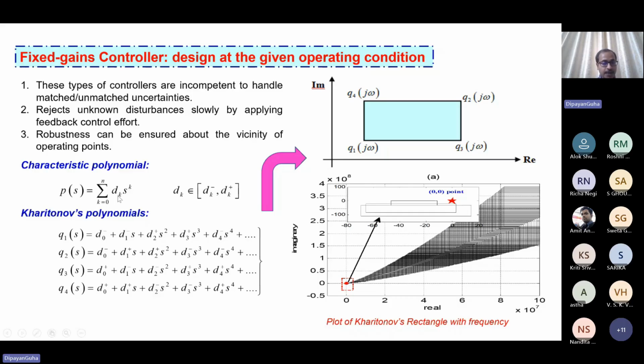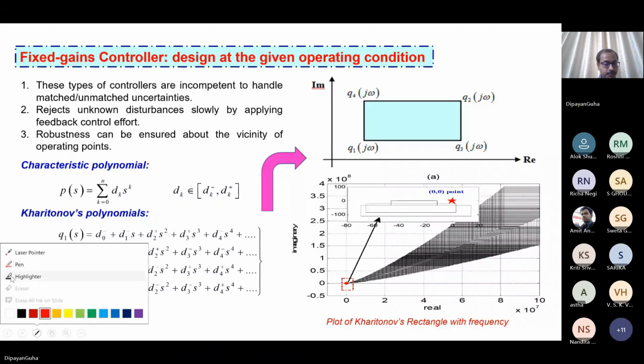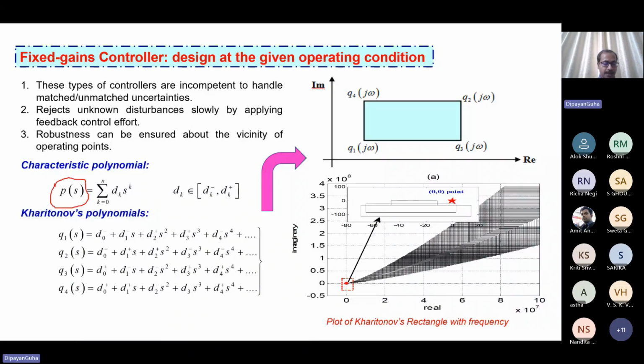As you can see here, we have defined the characteristic polynomial with the argument P(s), because we are doing Laplace operations. It is defined in this particular form: d_k are the coefficients of the polynomial and s is the Laplacian operator. In the case of an interval polynomial, we assume these coefficients d_k are bounded between d_k minus and d_k plus, so each has a lower bound as well as an upper bound. With this knowledge, we characterize this polynomial into four polynomial equations, Q1 to Q4, which follow these particular definitions.